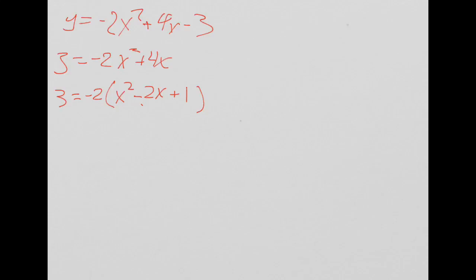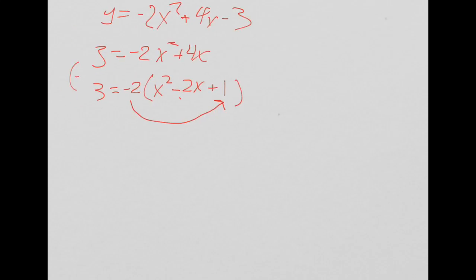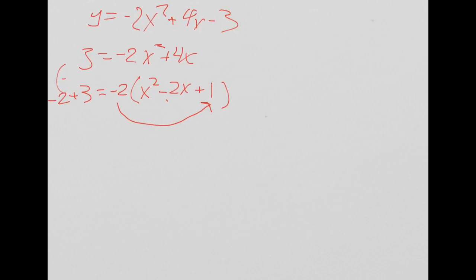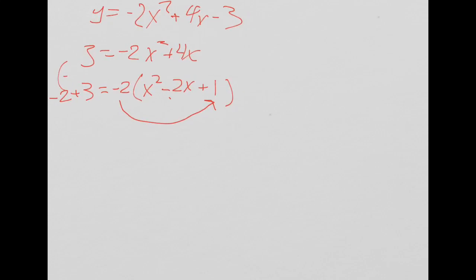So we added 1 inside the parentheses, but don't forget everything inside the parentheses is being multiplied by negative 2. So really it's like we added 1 times negative 2, which is negative 2. So really I subtracted 2 on the right, so I need to subtract 2 on the left as well. So 3 minus 2 gives me 1 equals negative 2 times (x squared minus 2x plus 1), which can be factored as (x minus 1) quantity squared.